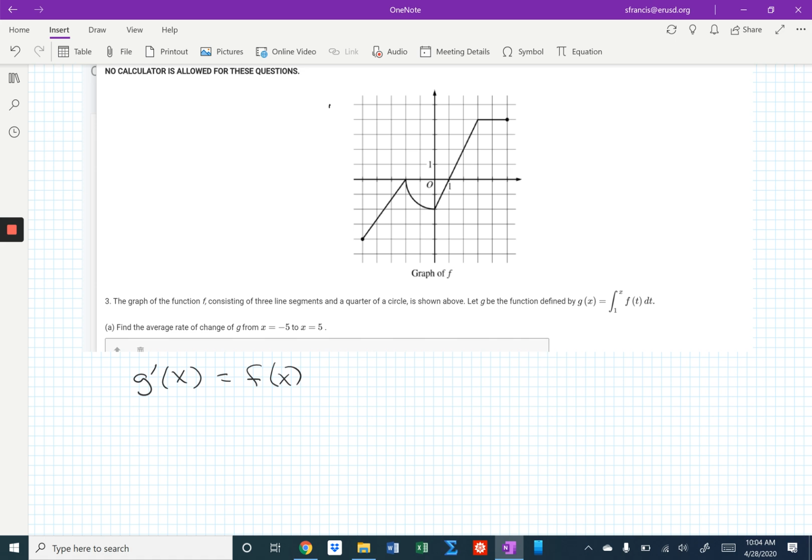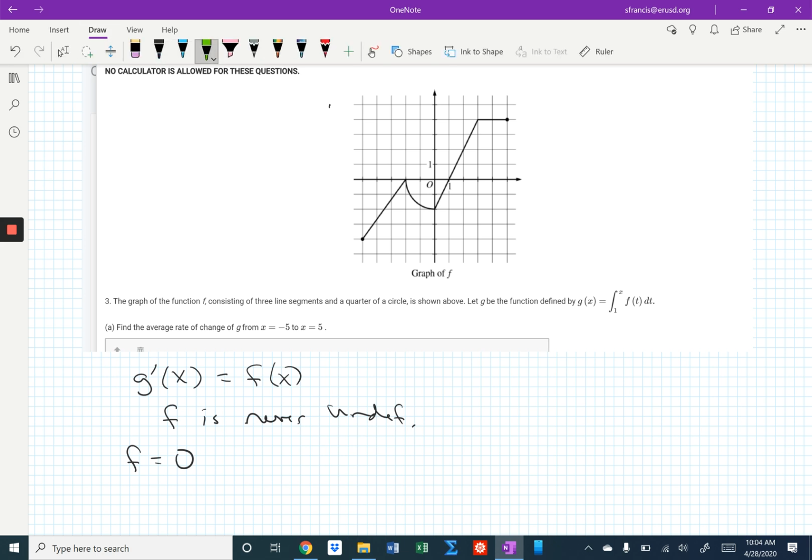So first of all, on this interval here, f is never undefined, okay? So there's no critical points from that. Now, when does f equal 0? Well, f equals 0 at 2 points, okay? f equals 0 right here at -2, and f equals 0 right over here at 1. So f equals 0, I'll just keep it in green, when x equals -2 and 1.